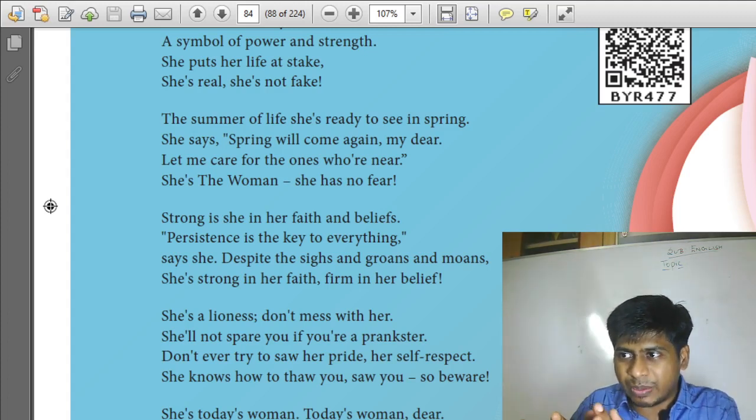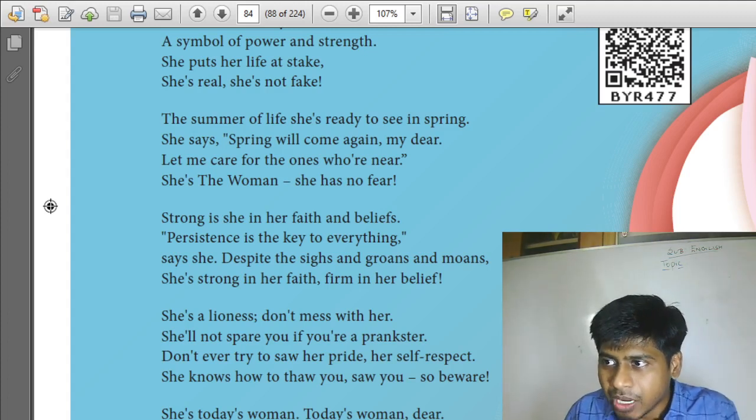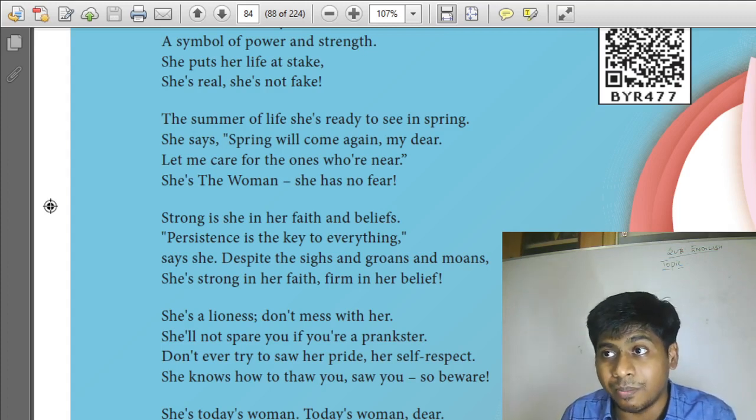Before summer she will be expecting good days in her life, but when it actually comes, she says, spring will come again, my dear, let me care for the ones who are near.